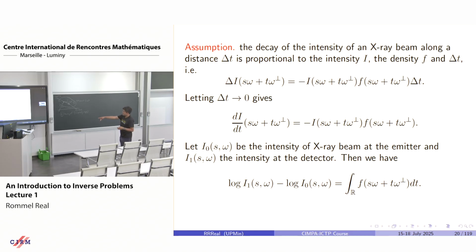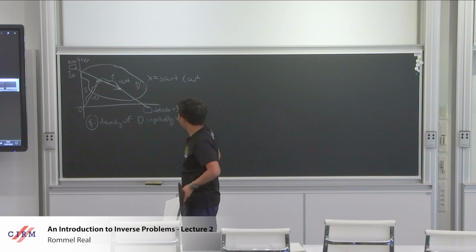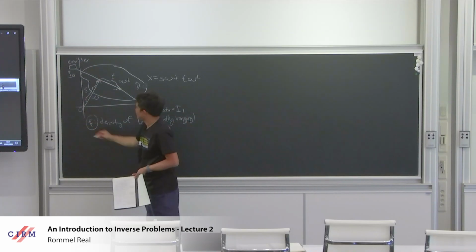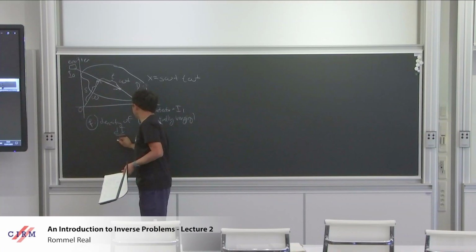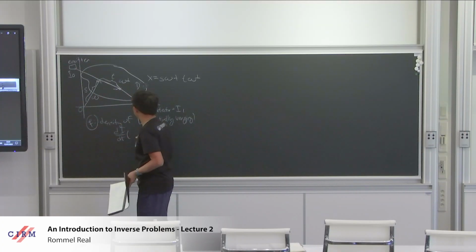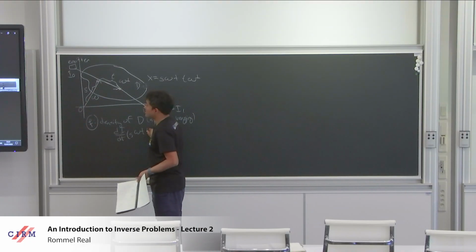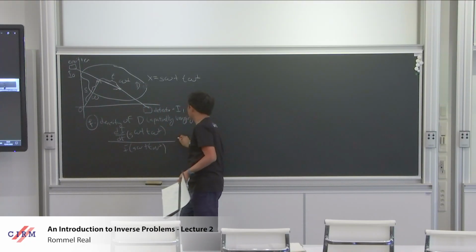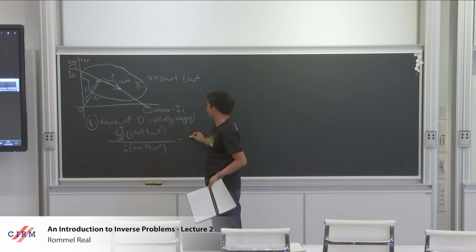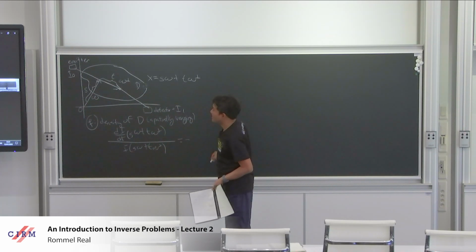Okay? And as you can see, if you let I sub 0 be the intensity of the X-ray beam at the emitter, and I sub 1 be the intensity at the detector, then it's easy to see that you can write that differential equation like this. That's dI over dt of s omega plus t omega perp, divided by the intensity, and that's equal to minus f. Yeah, it should be like that.